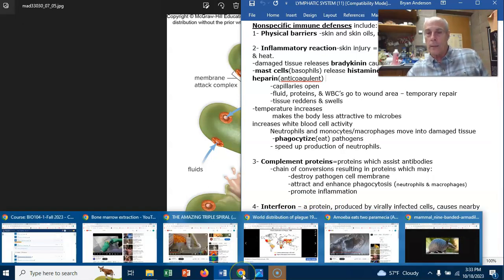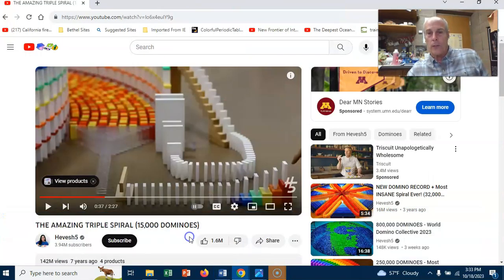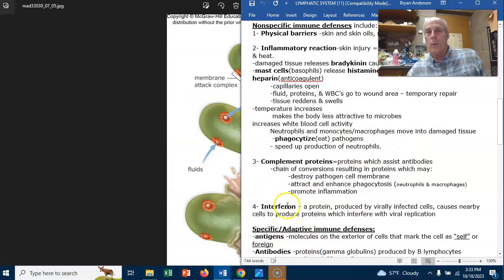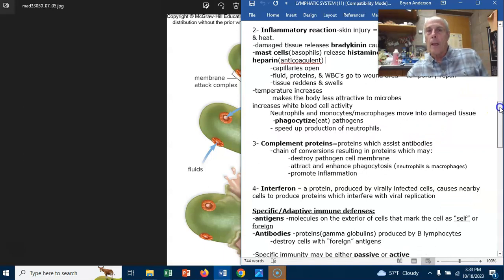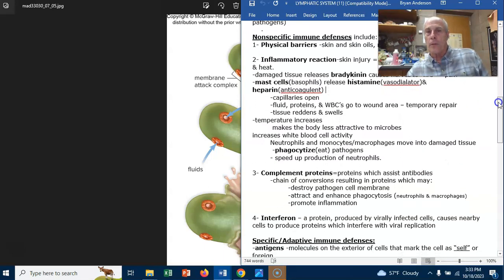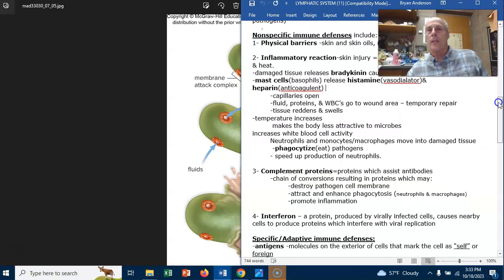And once again, this is a chain of proteins, think dominoes, just like fibrinogen, that has to have a conversion one to another, and then it produces interferon, which may help defeat that particular pathogen. Okay, so that's non-specific immune defenses. Again, defenses that your body has that don't require that a specific pathogen be identified.